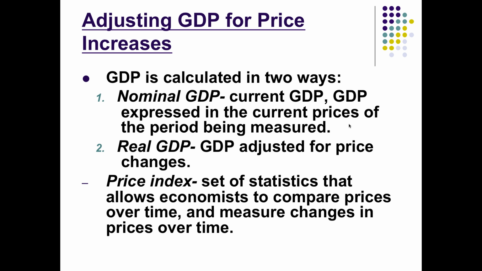Then finally, you have price indexes. Price indexes will basically convert you from nominal to real GDP. So a price index is a set of statistics that allows economists to compare prices over time and measures changes in prices over time. So you can convert real GDP to nominal GDP and go back and forth there.